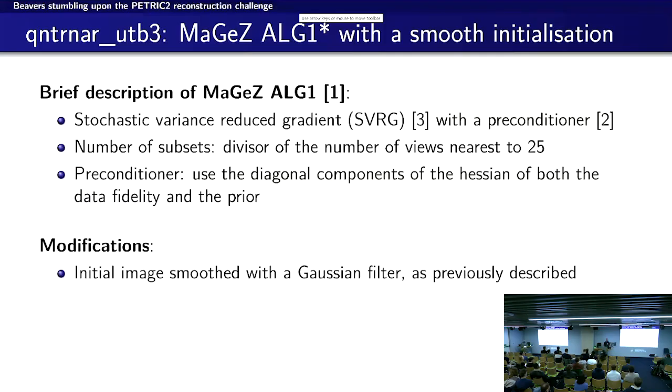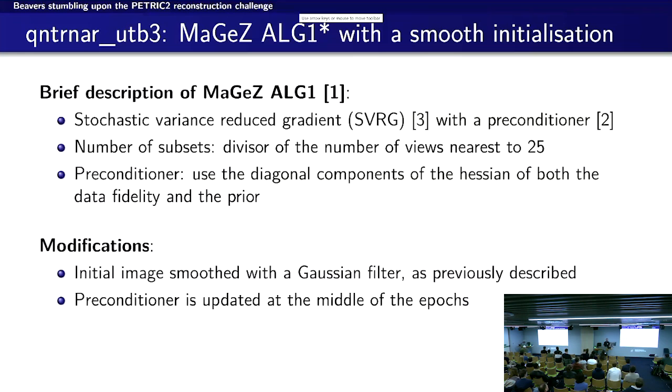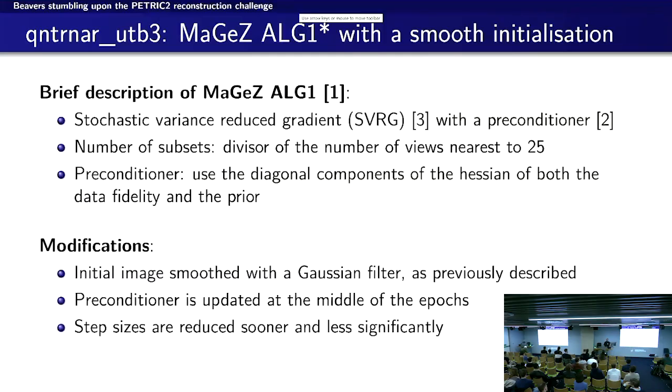The only modification we applied was in 3 steps. First, we applied the filter that we talked about previously. After that, we changed when the preconditioner was updated, moving it from the end of the epoch to the middle of it. And we modified the rule of the step size, so that it is updated faster and decreased a little slower.